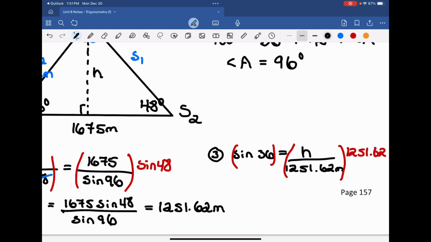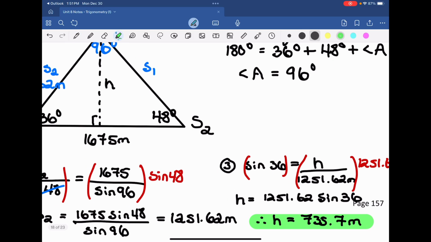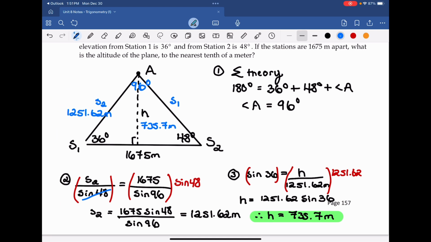When we do this, we're going to end up getting that our height is equal to 1251.62 times sine of 36, and therefore the height, or the altitude above the ground, to the nearest tenth of a meter is 735.7 meters. There we go. And again, when you have this, highlight it, box it, circle it, whatever you want to do. But I would always recommend, if you have a diagram that goes with it, just fill it in here. So this is 735.7 meters, so that it's very visible what you actually solved for and what you're indicating is the solution.